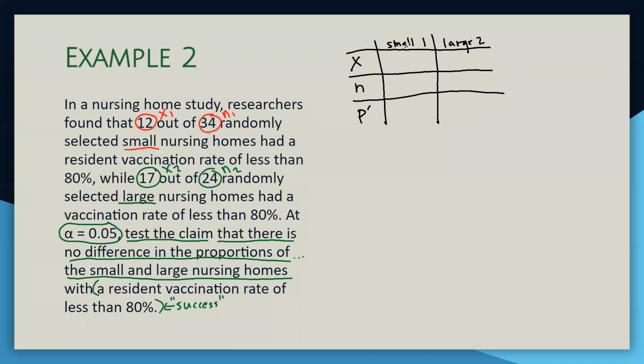So small is color-coded red, so 12 out of 34. We would write 12 out of 34 for our P prime if we're using GeoGebra. And then the large is color-coded in green, 17 out of 24. So 17 over 24 for our P prime. Our alpha is 0.05. And then this is a Z test for 2 proportions.